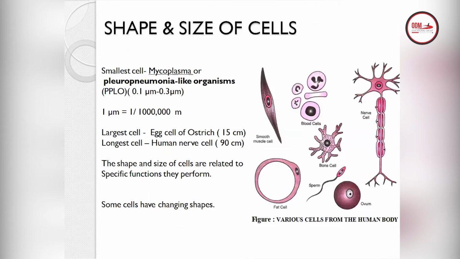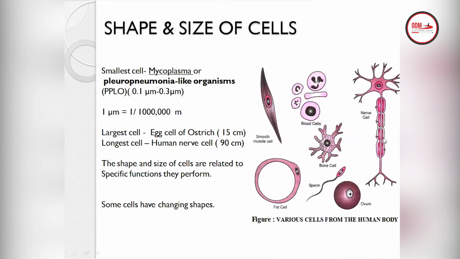Let us come to the shape and size of the cell. There are various shapes and sizes of cells. A variety of shapes and sizes of cells are present in the human body. When it comes to the human body, we have cells of different shapes and sizes. And why is that? Because based on their specific functions, they acquire these types of shapes.